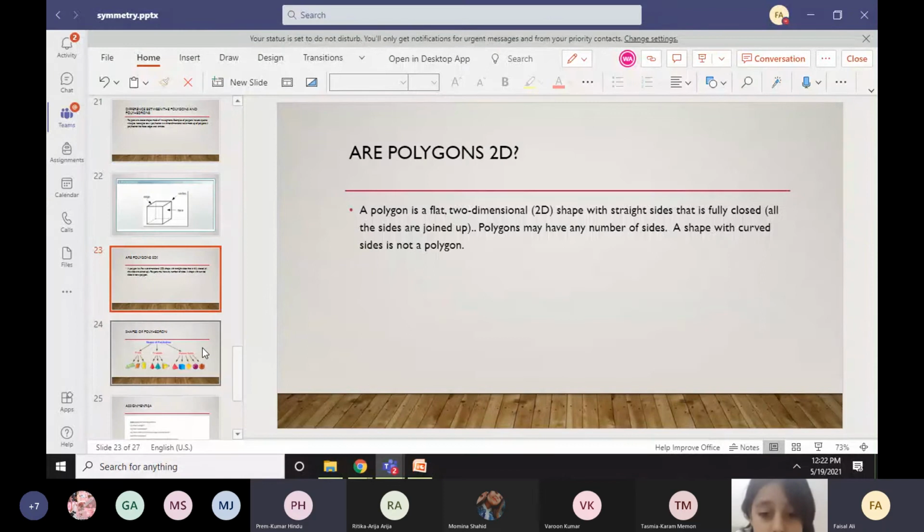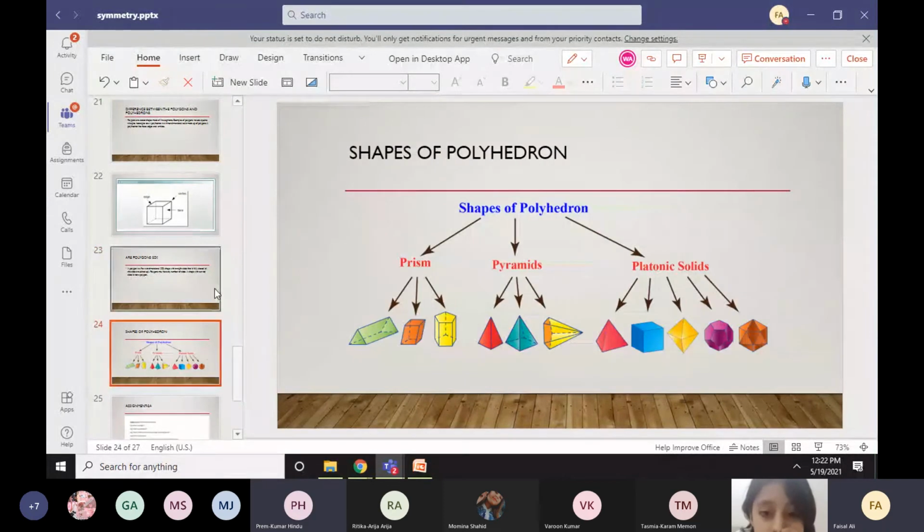Okay, so polyhedrons also have types. The platonic solids are a type of polyhedron. Pyramids and prisms are also types of polyhedron, because these are 3D shapes. Whereas a circle is not a polygon, only a square and a rectangle are, because a circle has no line. Square, rectangle, rhombus, parallelogram, these are polygons.